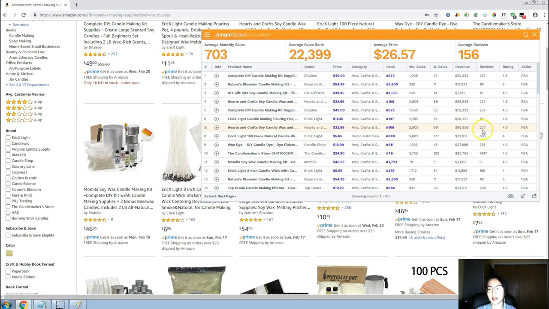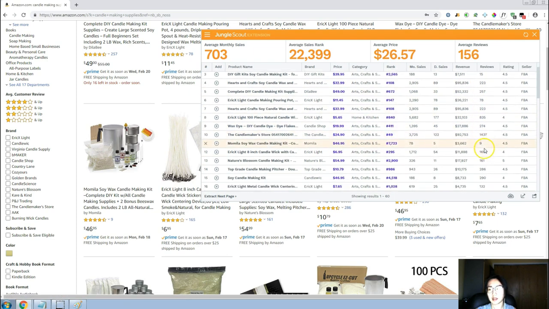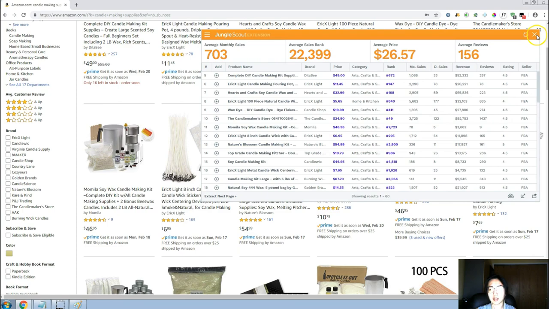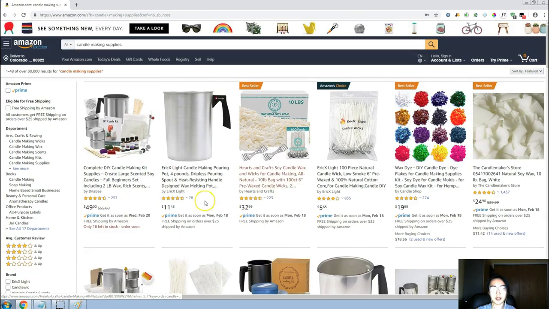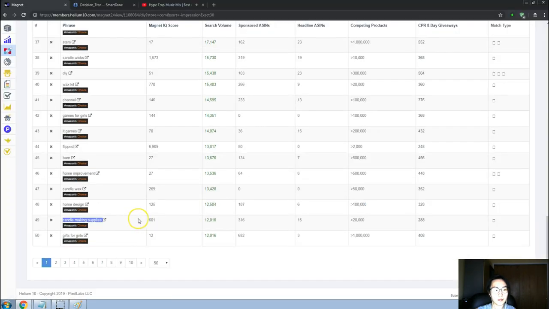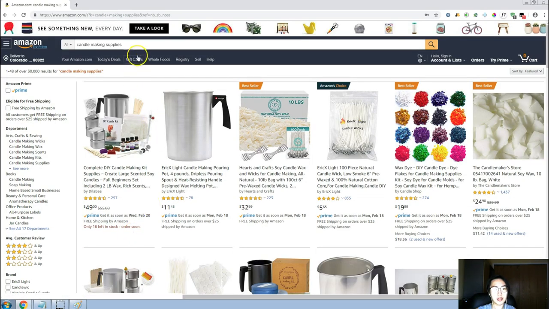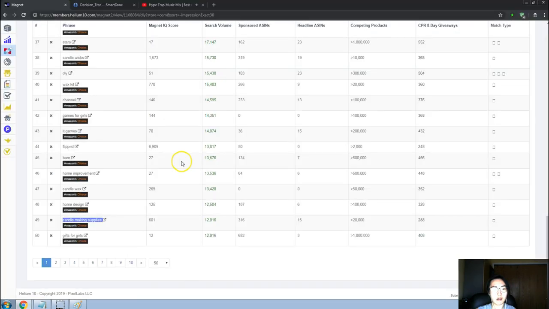Yeah, but there are a lot of reviews for some of these. It's competitive. I probably wouldn't look into it, but you also have to consider how you're going to differentiate. Some of these guys seem to have locked it down. That's a lot of stuff for $49. Now you're going to have to beat that guy. So, candle making supplies.